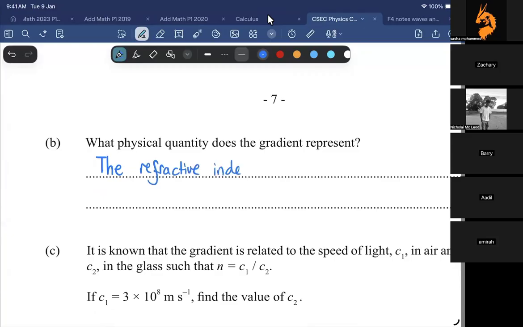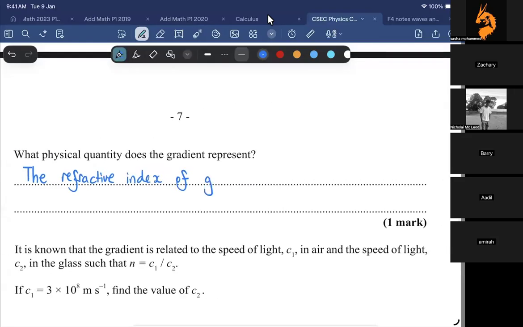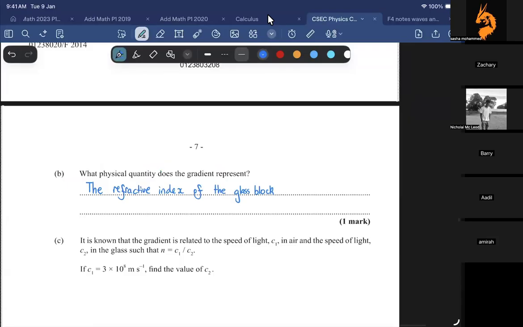of what? Of the glass. Yeah, of glass. Not just any glass, of the glass block. Right, Sasha, you understand now, you're confused.